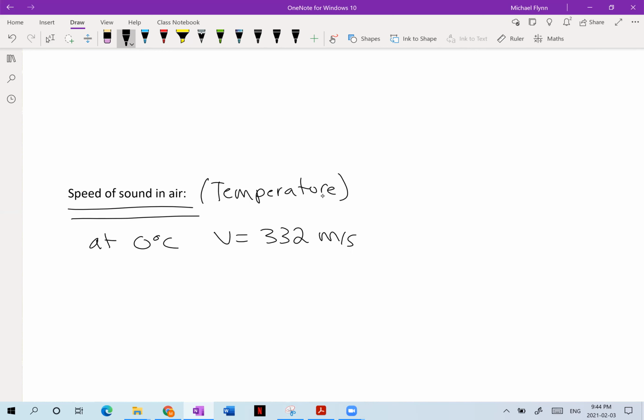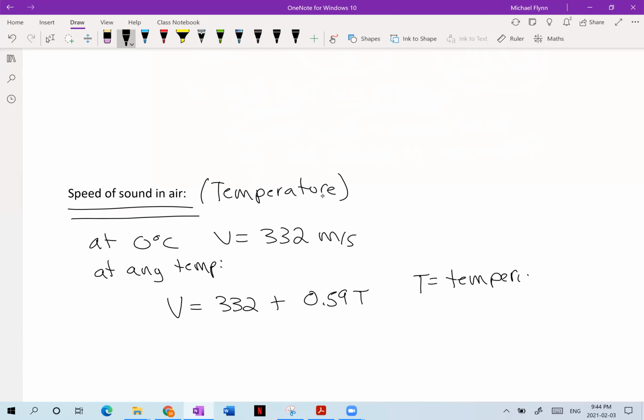Now, how does it vary with temperature? At any temperature in general, there's a formula, and the formula looks like this. The speed of sound equals 332, so that's at 0, but it's actually better at higher temperatures. So the speed increases 0.59 for every 1 degree Celsius above 0. So T is this time equal to temperature.